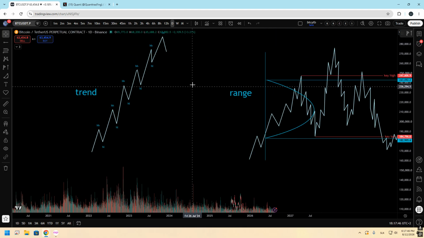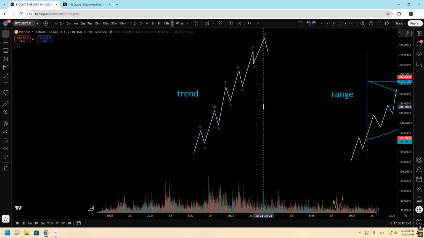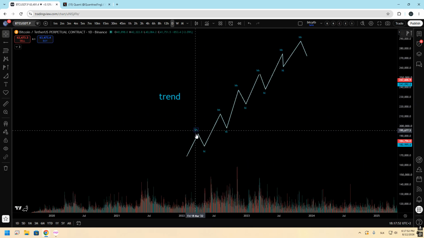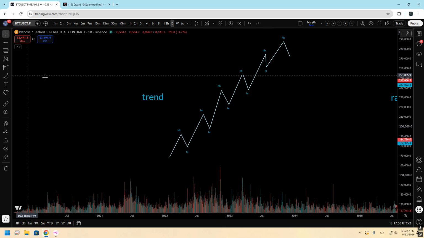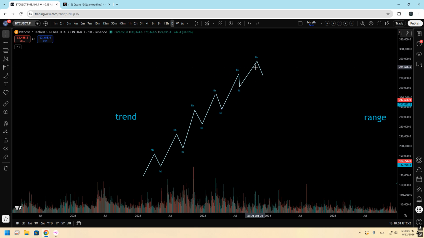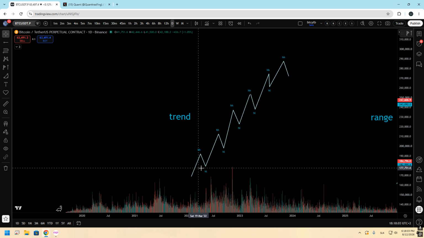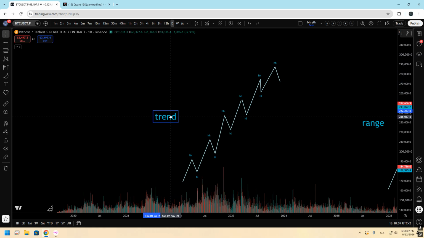So we have trending market and ranging market. In the trend market we are creating higher highs and higher lows. Structure is clean, it's intact. We do not sweep the lows previously and we just continue to new highs. And this trending condition is 20 to 30% of the time.